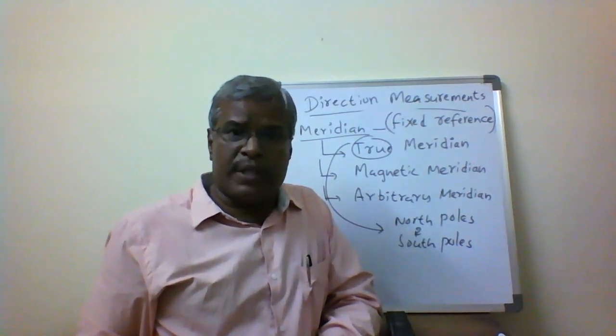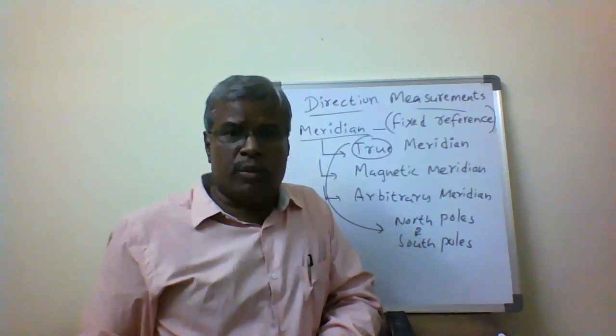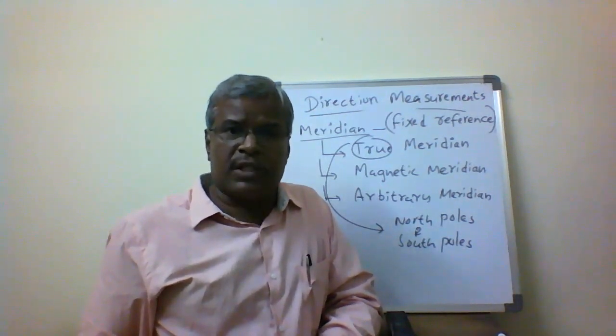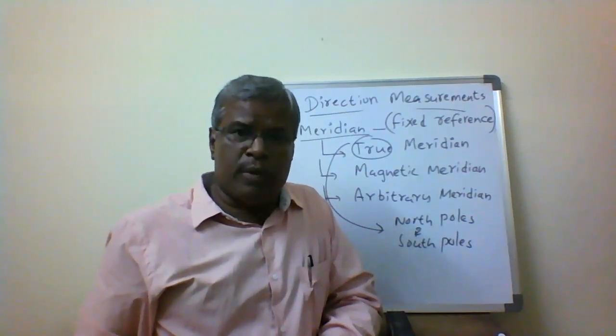From that one, I am going to be measuring the direction, which is called the true meridian. From the true meridian, I am going to be getting the bearing, which is called the true bearing. From the north and south poles, I am going to be measuring the bearing, which is called the true bearing.